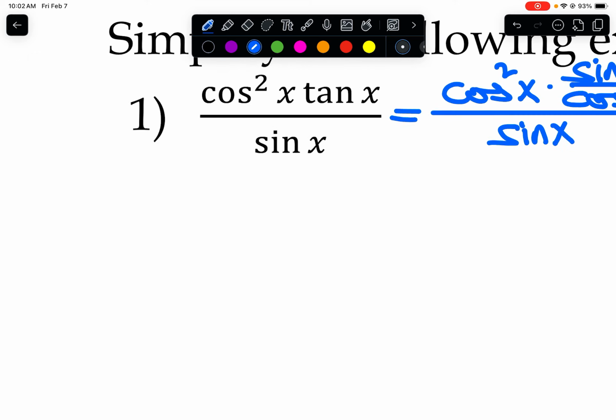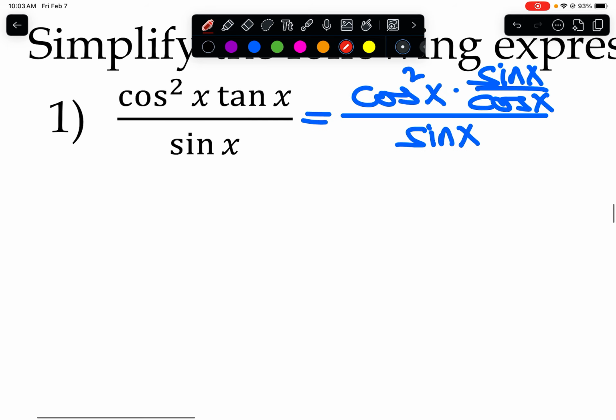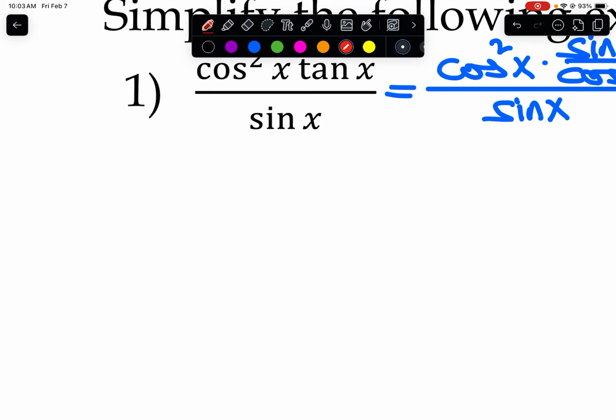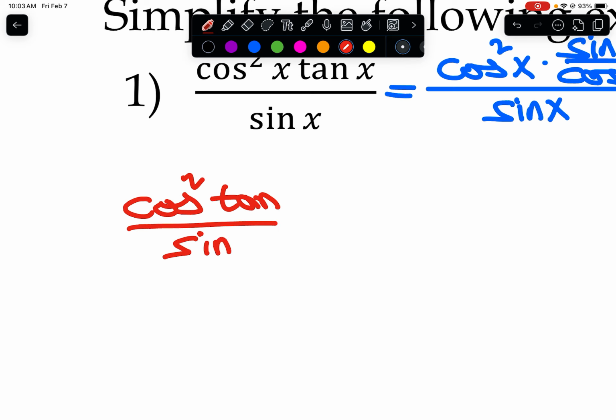Now, a quick note, you have to include your variables with your trig functions, your trig ratios. If you fail to write your variables, that is improper notation, which means that's points off per variable you forget. So for example, if you write just cosine squared tangent over sine, where are your variables? How dare you? That's improper notation. I would be very sad.